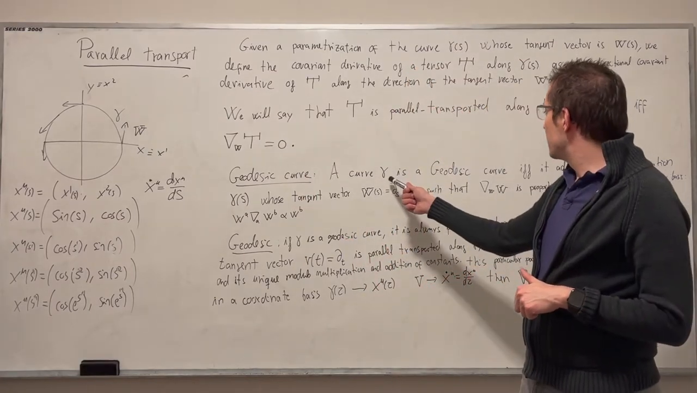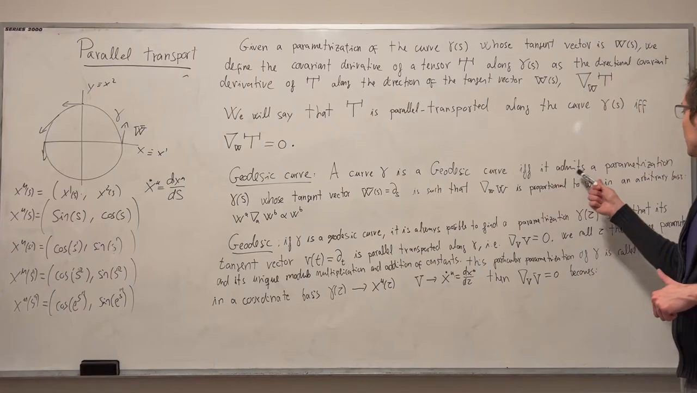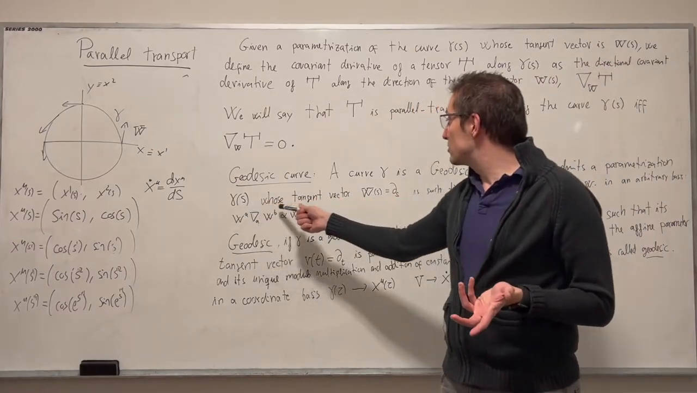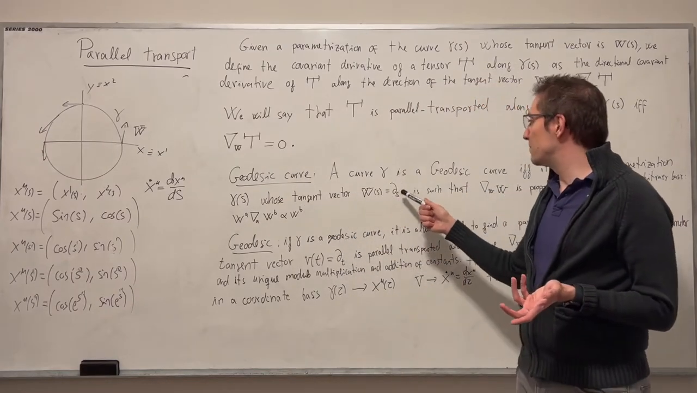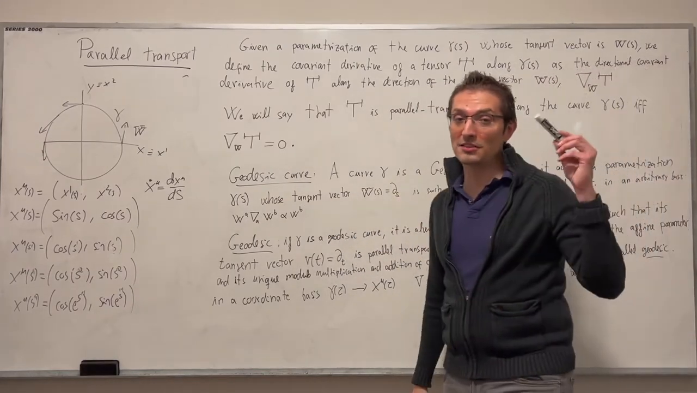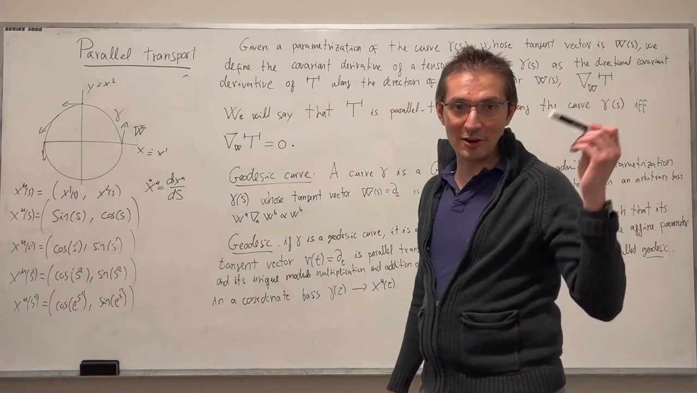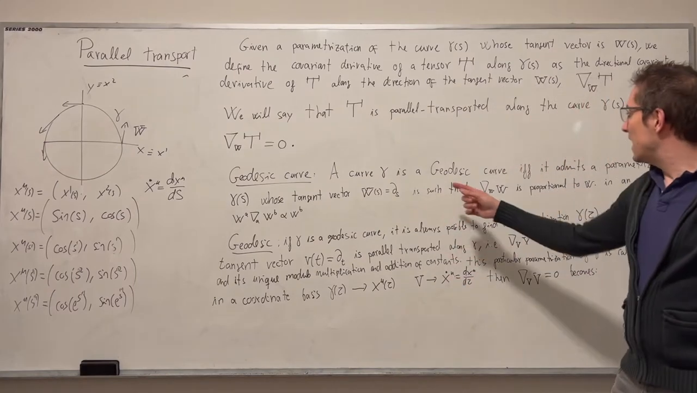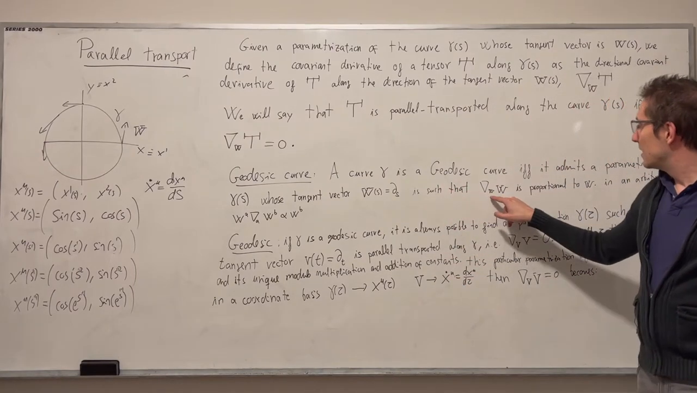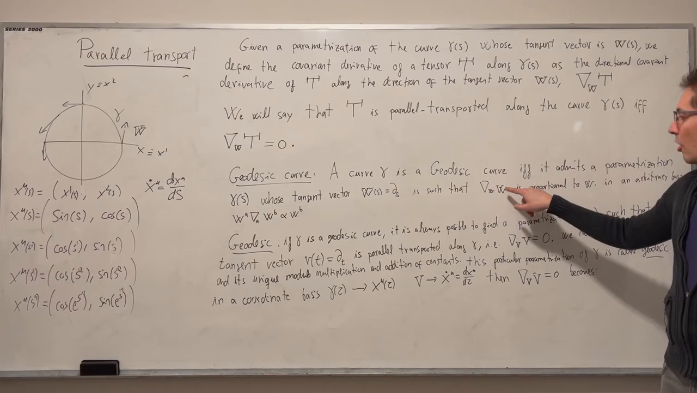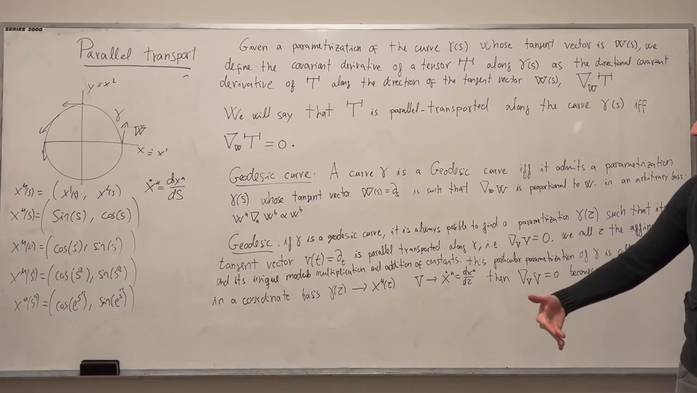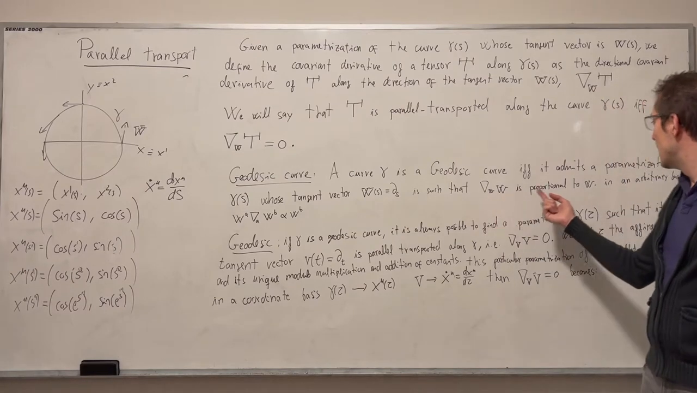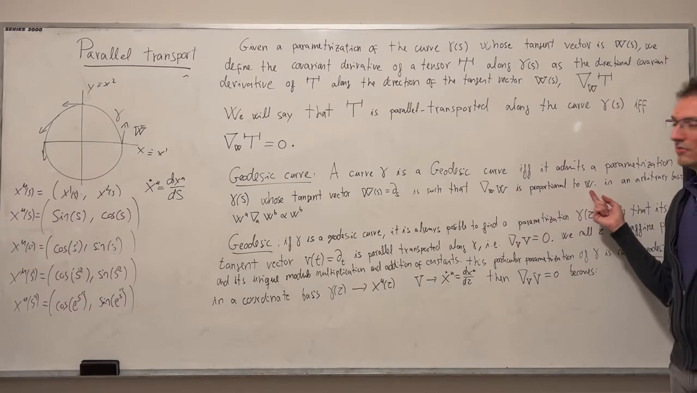A curve gamma is a geodesic curve if and only if it admits a parameterization, gamma of s, whose tangent vector, which is partial s, and remember that the tangent vector is precisely what takes the directional derivative along a curve of a function, right? And therefore you can call it partial s, is such that, look at this, the directional derivative of the tangent vector in the direction of the tangent vector is proportional to the tangent vector.